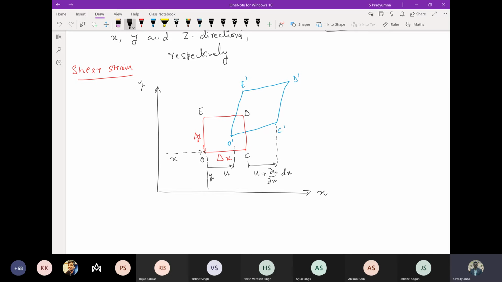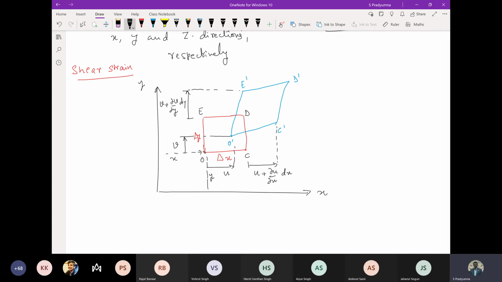Similarly, along the y direction, this distance is equal to v, and between E to E dash, along the y direction, it will be v plus del v by del y into dy.